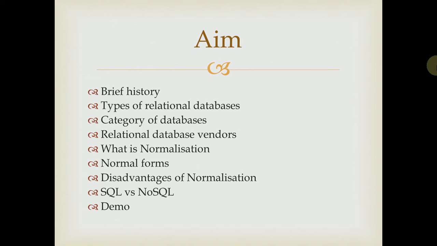And then we're going to look at some categories of databases, then we're going to look at the vendors that are out there at the moment selling relational database software. Then we're going to look at something called normalization, which is quite important to know. And then we're going to look at the different types of normal forms or types of normalization that are there, and then we will discuss disadvantages of normalization, and towards the end, I would like to introduce something called NoSQL, or the difference between SQL and NoSQL.